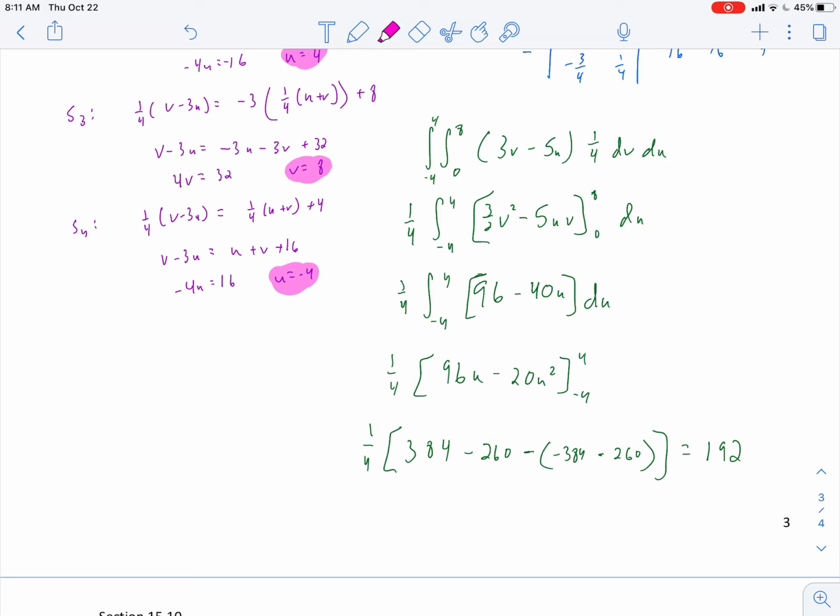All right. Sorry for the mental math there. All right, that's it. And that does it for this page.